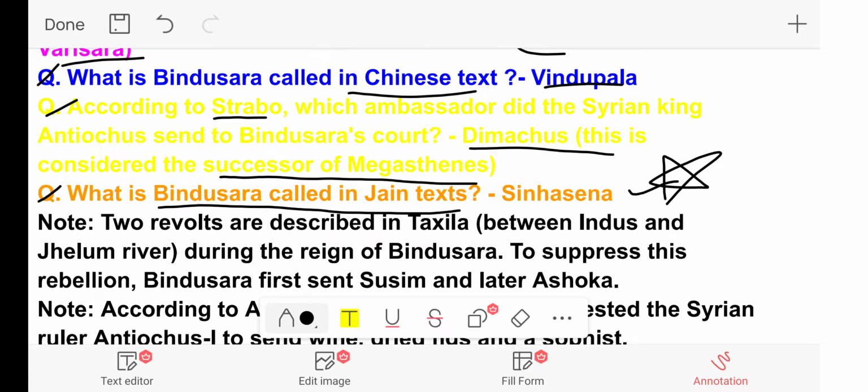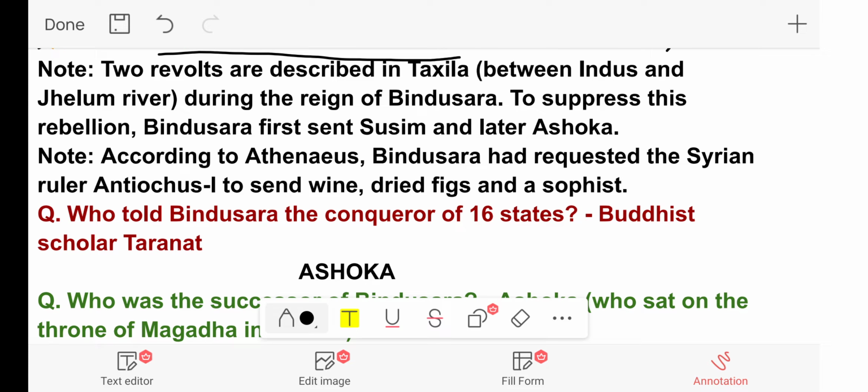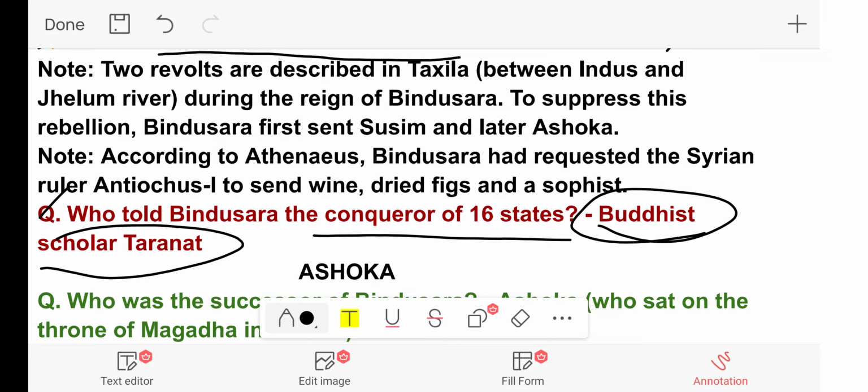Note: two revolts are described in Takshashila during the reign of Bindusara. To suppress this rebellion, Bindusara first sent Susima and later Ashoka. Another note: according to Athenaeus, Bindusara had requested the Syrian ruler Antiochus I to send wine, dried figs, and a sophist. Next question is, who told Bindusara was the conqueror of 16 states? And the answer is Buddhist scholar Taranath.